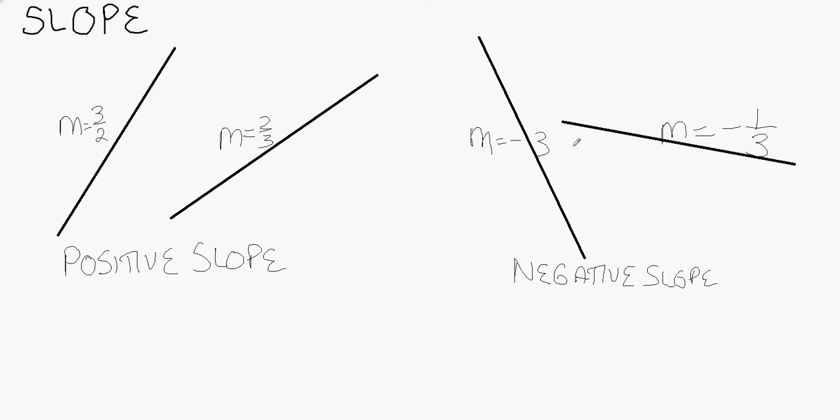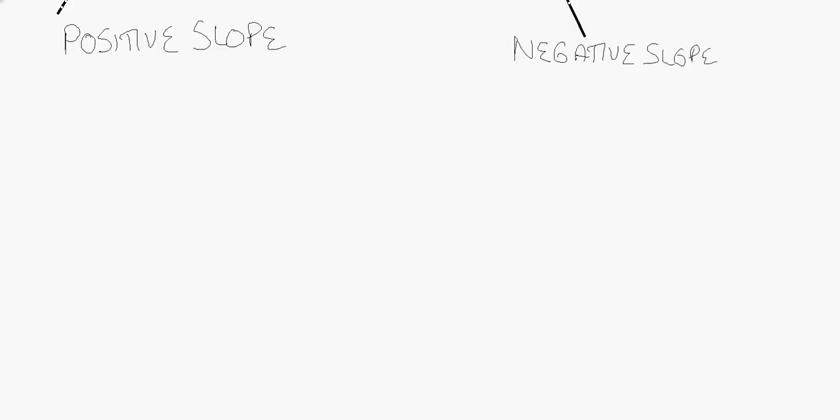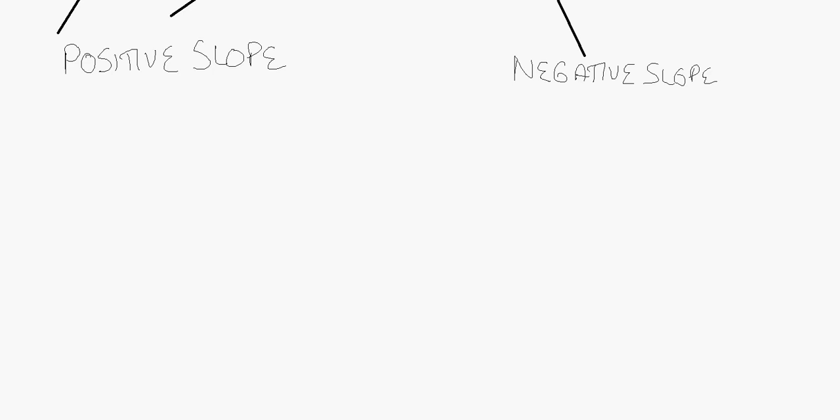By the way, a couple of extras while I'm at this intuitive level, and then we'll go on to actually calculating it. A line that goes flat like so. Okay? A line that goes perfectly flat like that has slope equals 0.